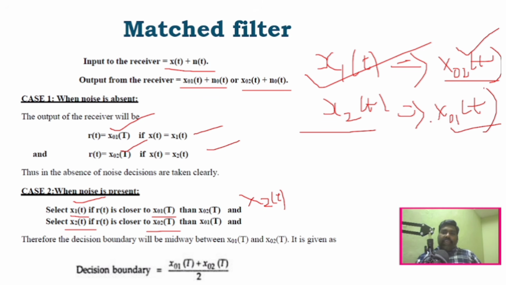Correct? So these are the error conditions. And based upon these error conditions, this is the boundary decision, the average value, x01(t) plus x02(t) divided by 2. Hope you can understand this concept, right?